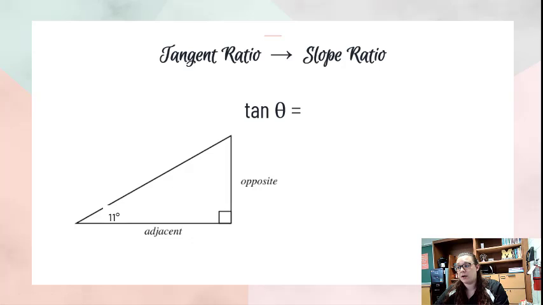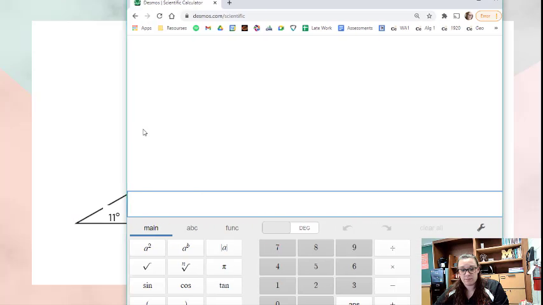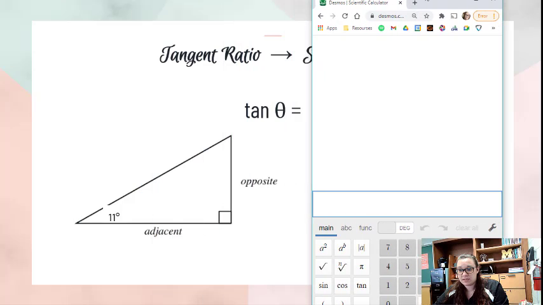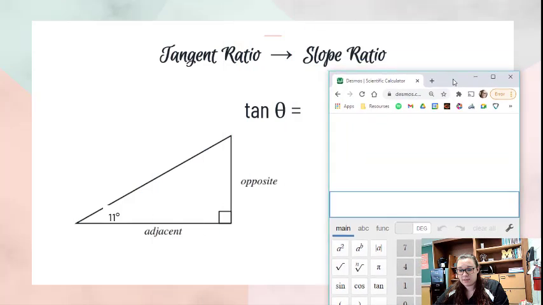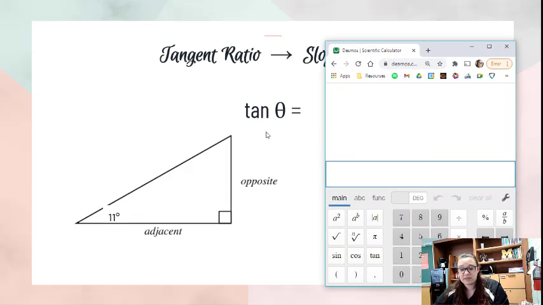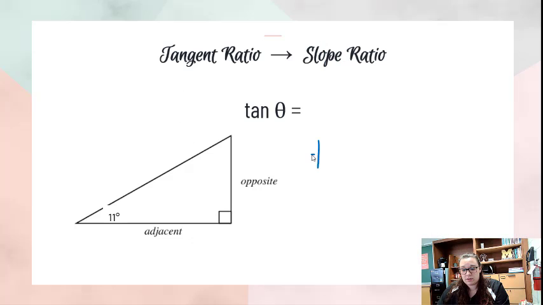I'm going to pull up a calculator on screen so we can see it together. So here's a good calculator. It's the Scientific Desmos calculator, and I'm going to pull it up over here and make it a little bit smaller so that we can see it at the same time. There we go. Okay, so in this case I want not tangent of theta, but tangent of 11 degrees.